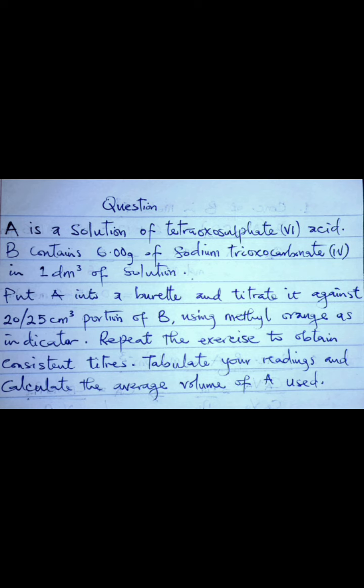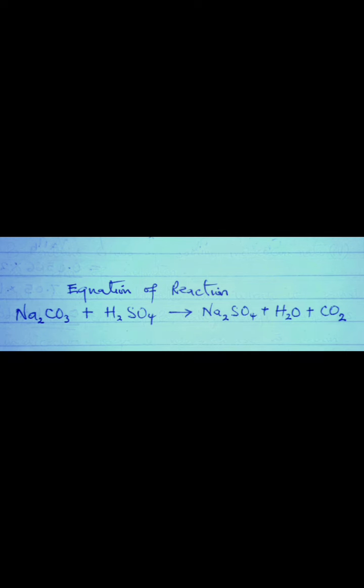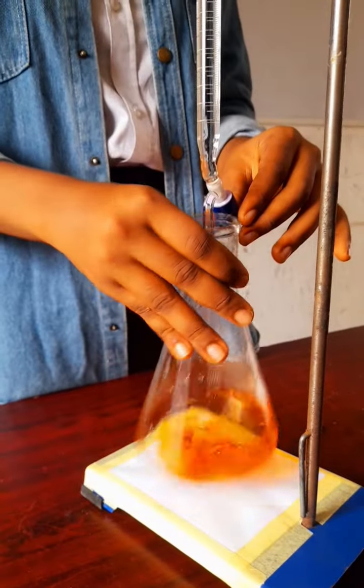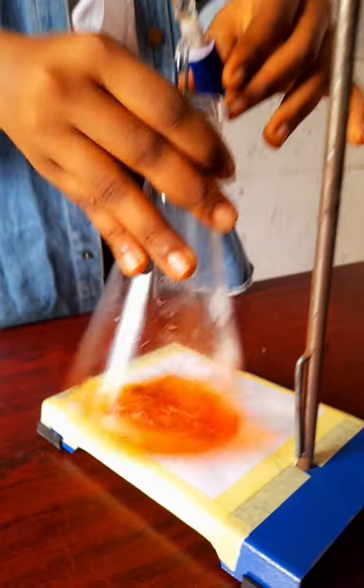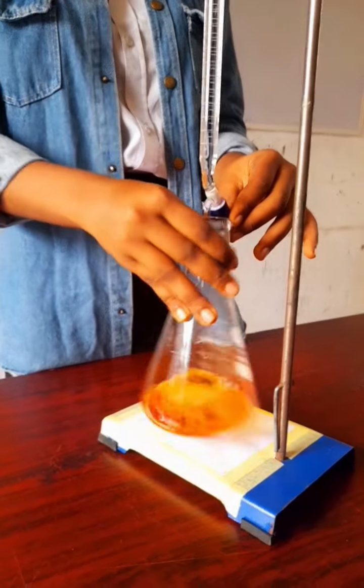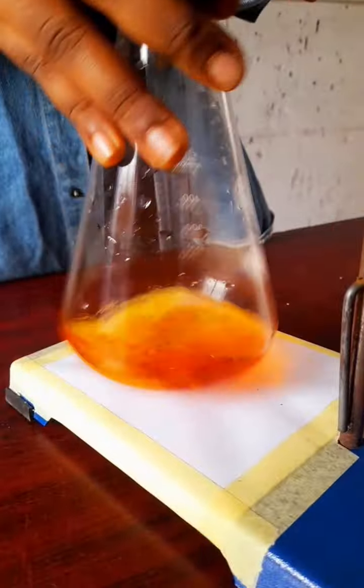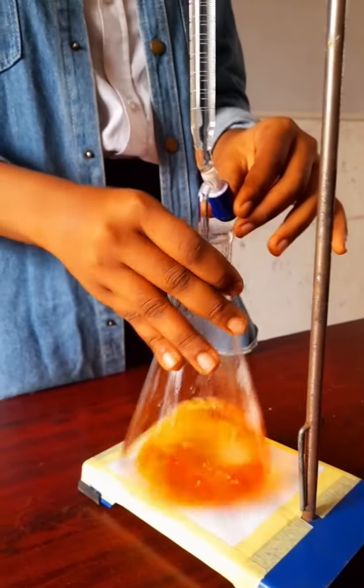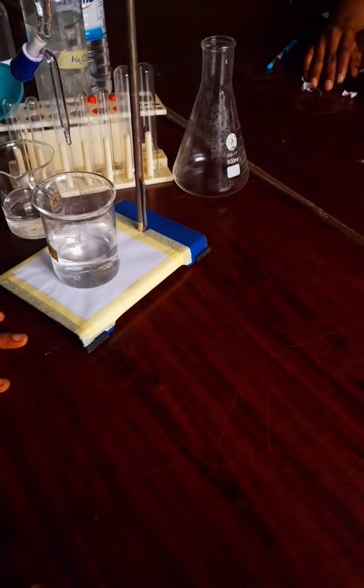All right, so the equation for the reaction is Na2CO3 plus H2SO4 yields Na2SO4 plus H2O plus CO2. All right, so we're going to start the experiment and get to the point where we find the 3 titer values, find the average, and then we get to calculations.